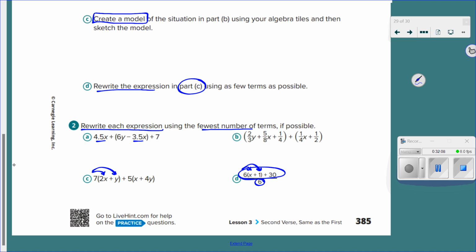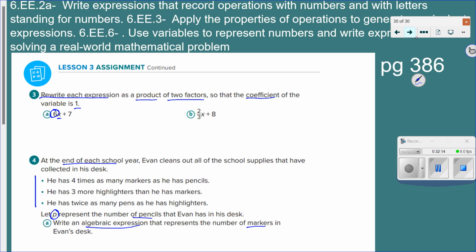Second page. I can't believe you're not even have your homework out. I'm giving you all this help.